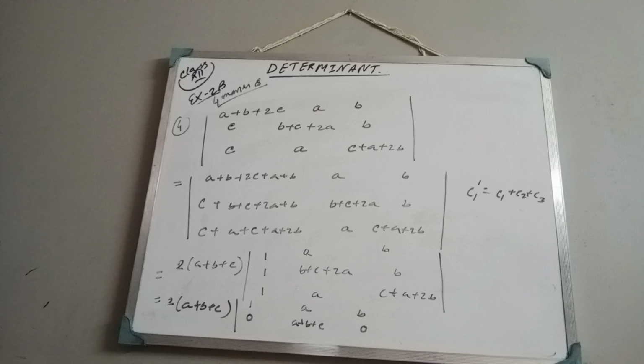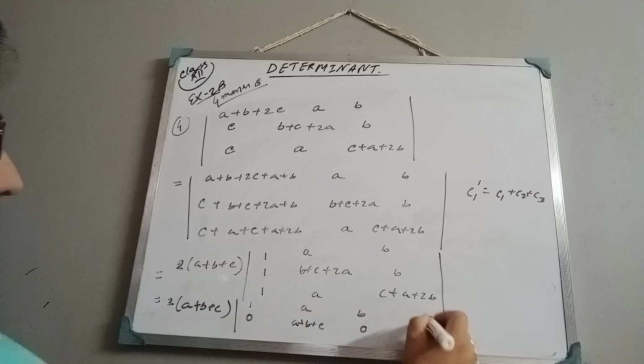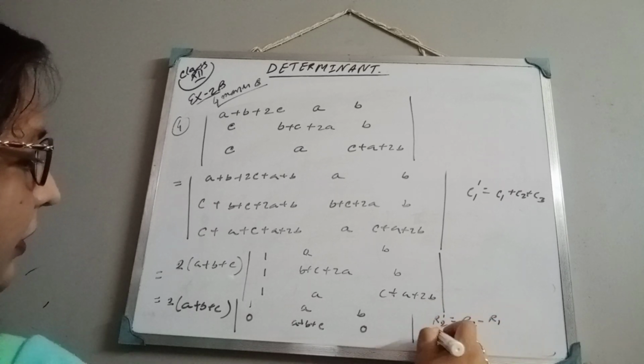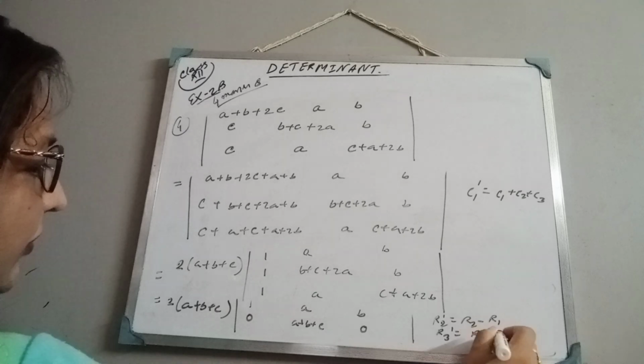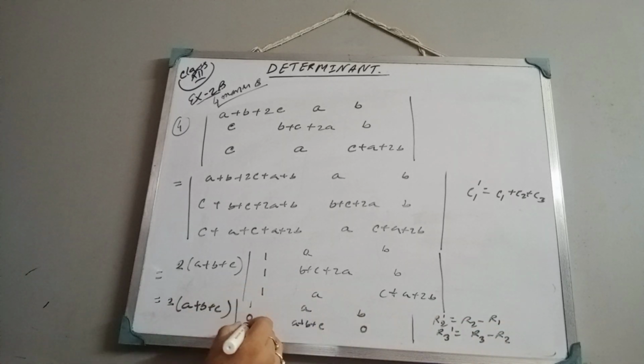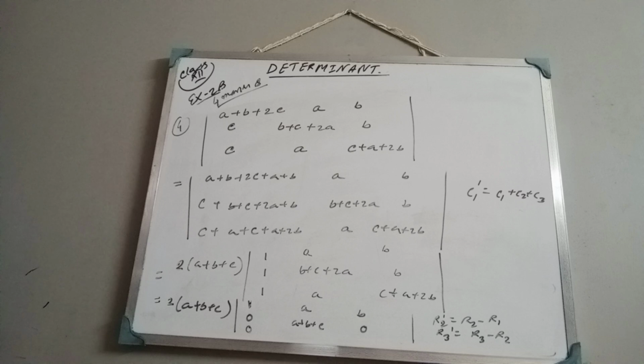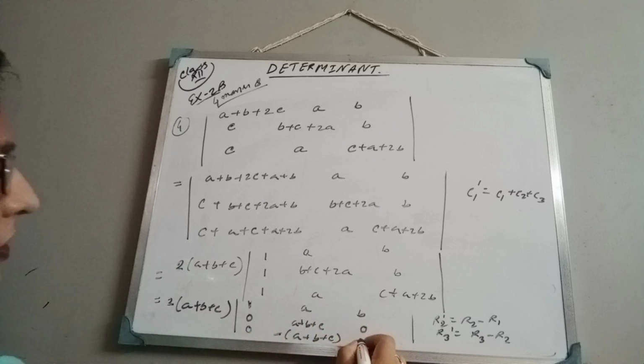Third row minus second row. So R2 dash equals R2 minus R1 and R3 dash equals R3 minus R2. Again 1 minus 1 is 0 here, and A minus B minus C minus 2A, so it is coming minus of A plus B plus C. And C plus A plus 2B minus B, that means C plus A plus B, which is A plus B plus C.